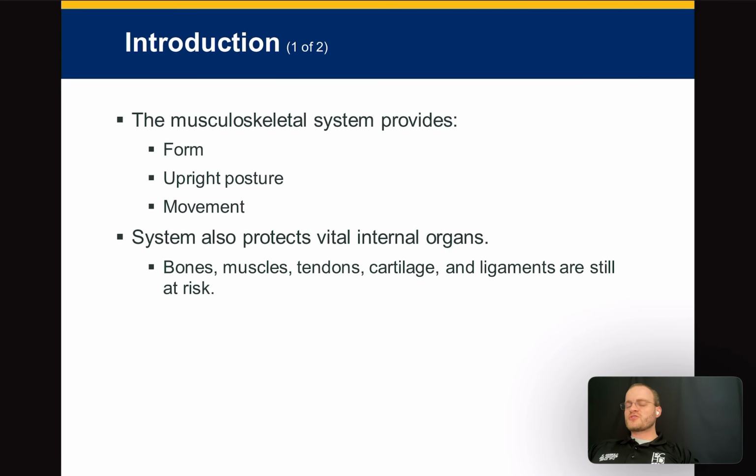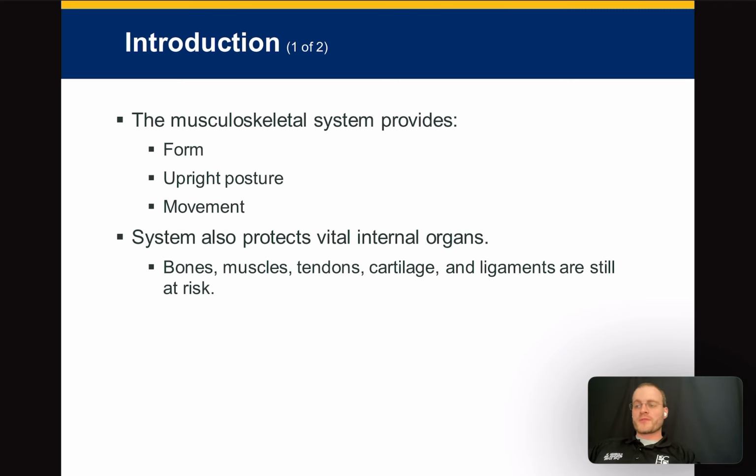The musculoskeletal system provides the form of our body. It allows us to have upright posture and movement, right? All of these work together. It also provides us protection, okay? It protects the vital organs and the internal organs. With that said, they're not invincible, so bones, muscles, tendons, cartilage, and ligaments are still at risk of injury.